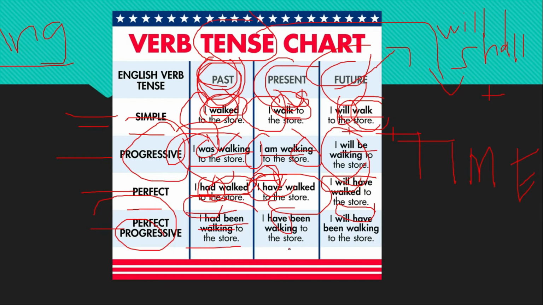For the present, I have been walking to the store. And for the future, I will have been walking to the store. So these are the different forms of the verb you have to remember because you will be using them later on. So, let us proceed now to our main discussion.